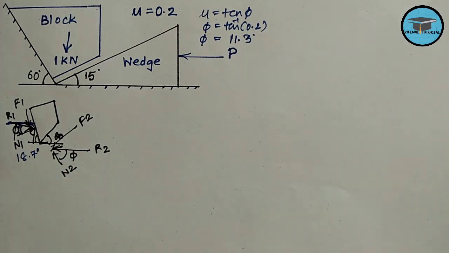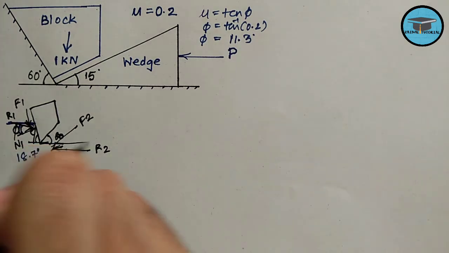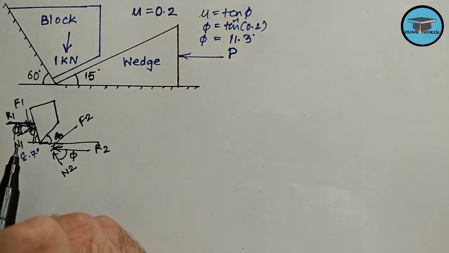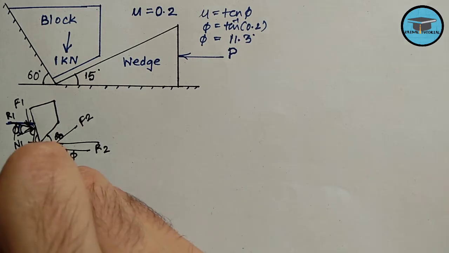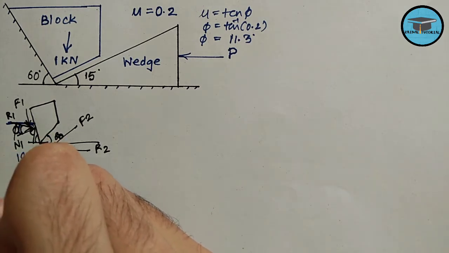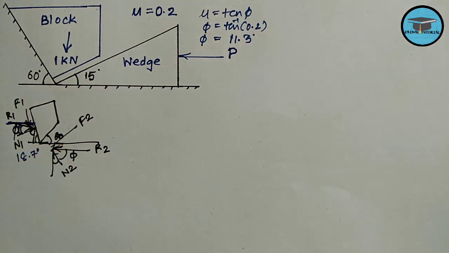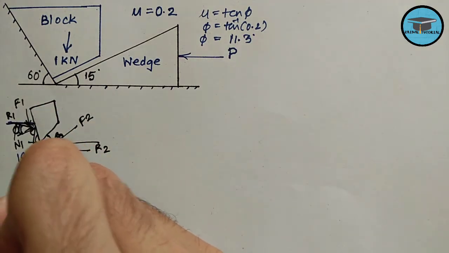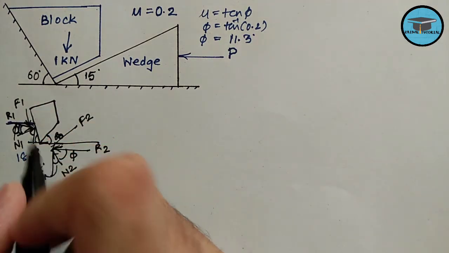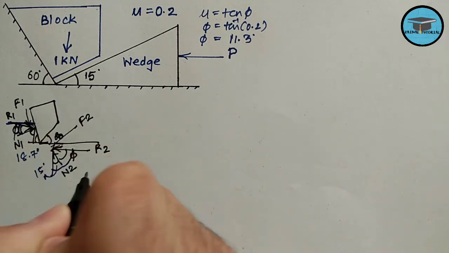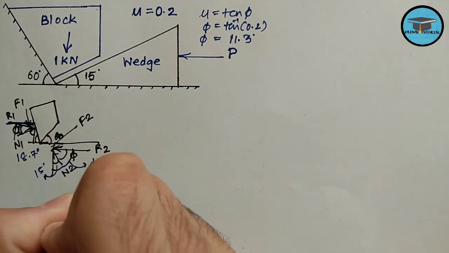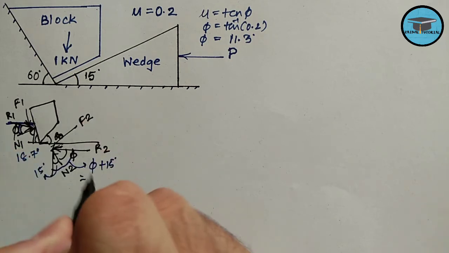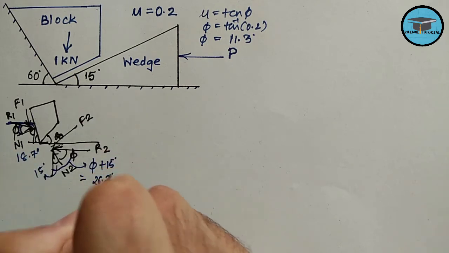This F2 is inclined at an angle of 15 degrees with the horizontal. So this normal reaction N2 is also inclined at an angle of 15 degrees with the vertical. This angle is given as 15 degrees. So R2 would be making an angle of 11.3 plus 15 degrees, that is nothing but 26.3 degrees.